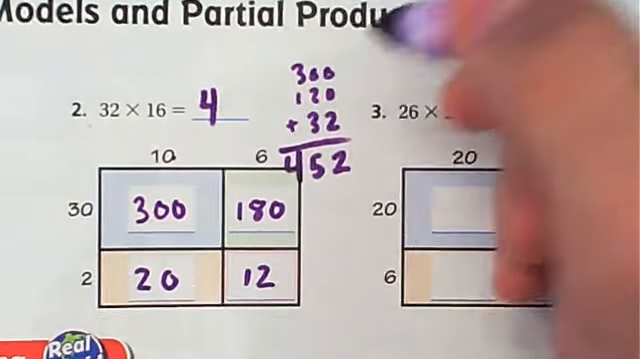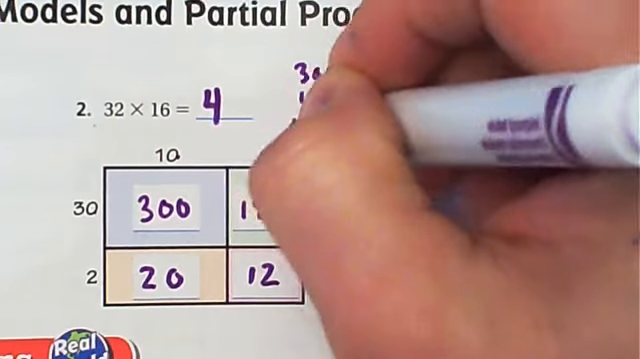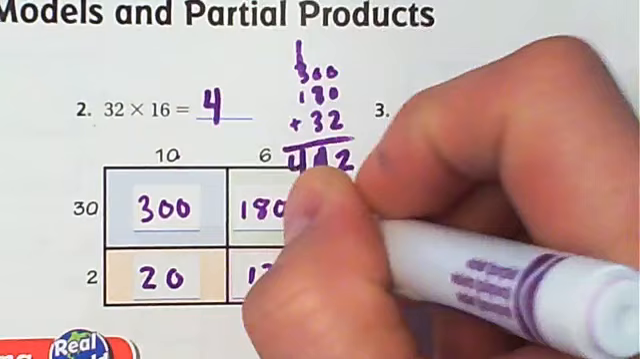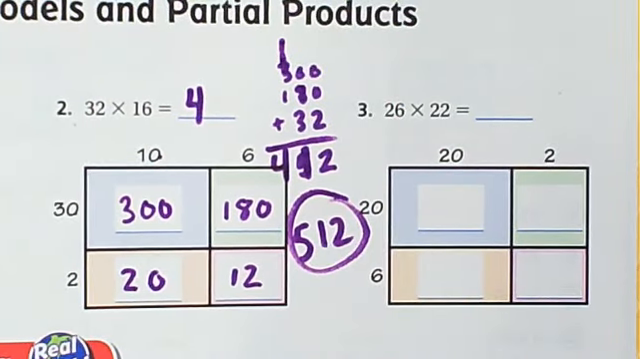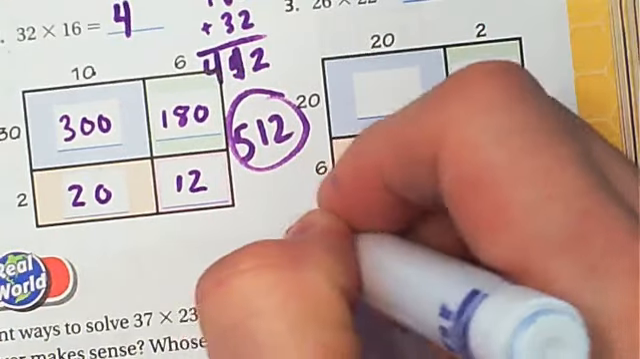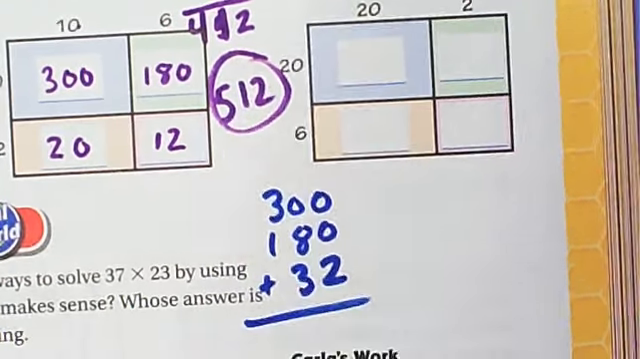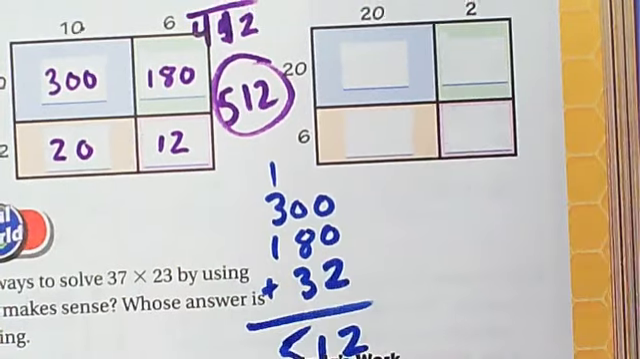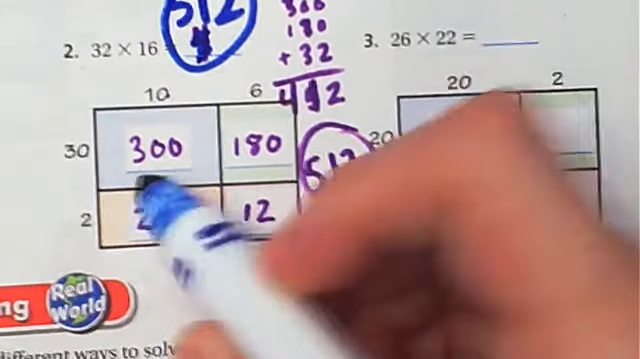Let me add these up. Hold on, that can't be right. 300, 180, sorry. Let me make sure that's right again. So we have 300, 180, 32. That's what happens when you don't write big enough. 2, 8, 9, 10, 11. 3, 4, 5. There we go, 512. So we get the total 512 for number 2.